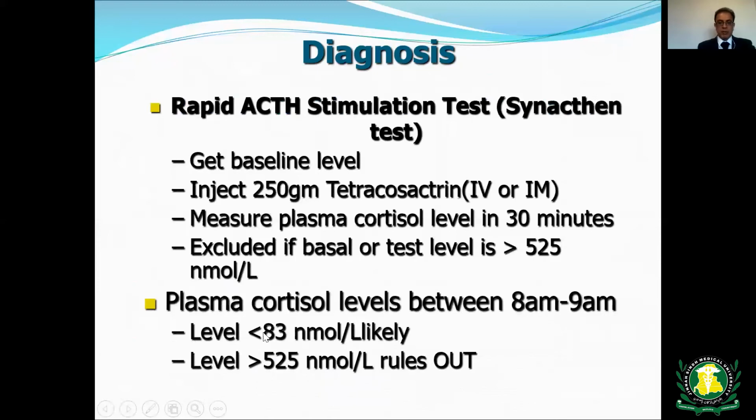If your patient's results are in between these two values, from 100 to 500, then you have to go for a test called the short synacthen test, where you artificially give ACTH to stimulate the adrenal gland and check the levels after half an hour. If the level is more than 500 or 550, adrenal insufficiency is excluded.